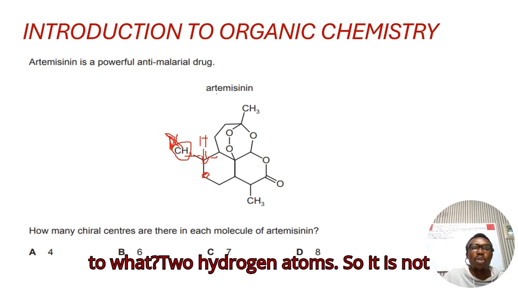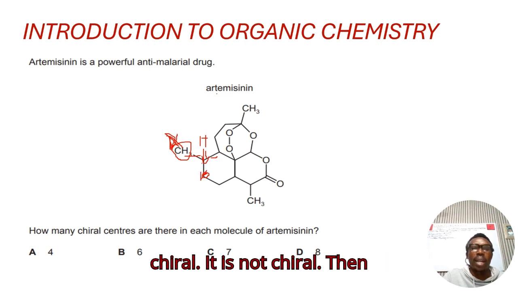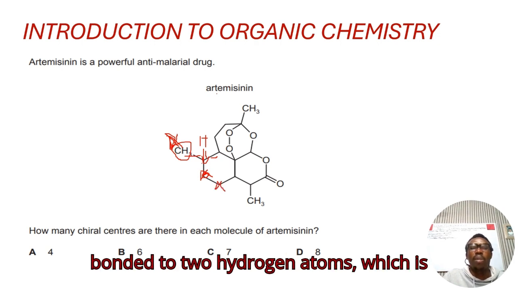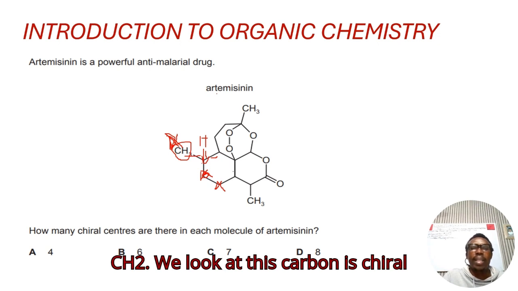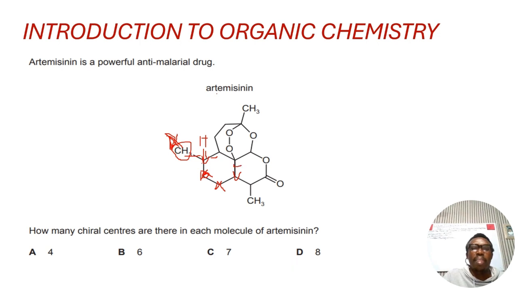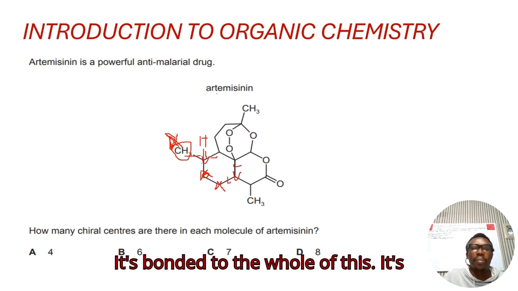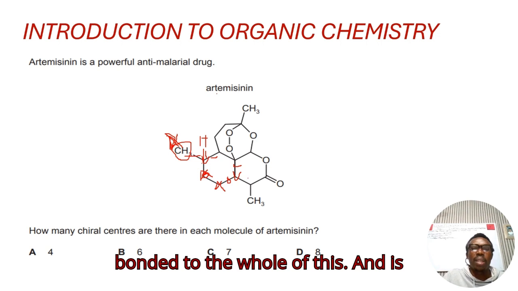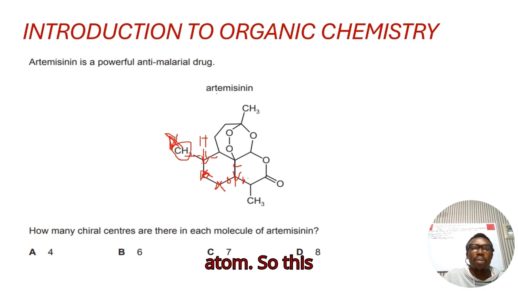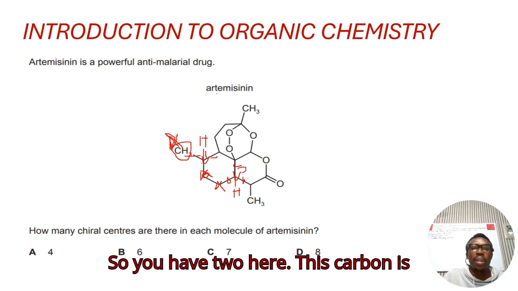This is 1. This carbon is non-chiral because it's bonded to 2 hydrogen atoms. So it is not chiral. Then this carbon is not chiral because it's bonded to 2 hydrogen atoms, which is CH2. If you look at this carbon, it is chiral because it's bonded to this, the whole of this, the whole of this, and 1 hydrogen atom. So this carbon is chiral. So you have 2 here.